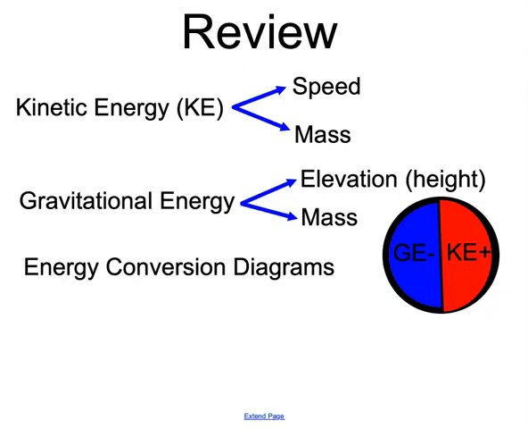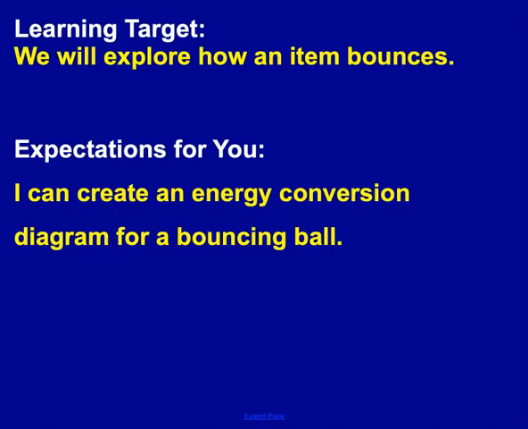So we're going to take it to the next level. We're going to continue to draw energy conversion diagrams today, but we're also going to add a third type of energy, and that's elastic energy. So we're going to explore how an item bounces today, and that's where we're going to make the connection to elastic energy. So my expectation for you is that you can create an energy conversion diagram for a bouncing ball.